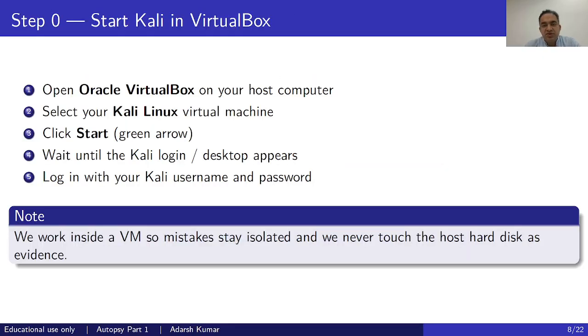Step 0 is the warm-up every beginner should master. Open Oracle VirtualBox on your host computer, select your Kali Linux virtual machine from the list, and click the green Start button. Wait patiently until the Kali login screen or desktop appears. Then log in using your Kali username and password. While you do this on camera, speak.